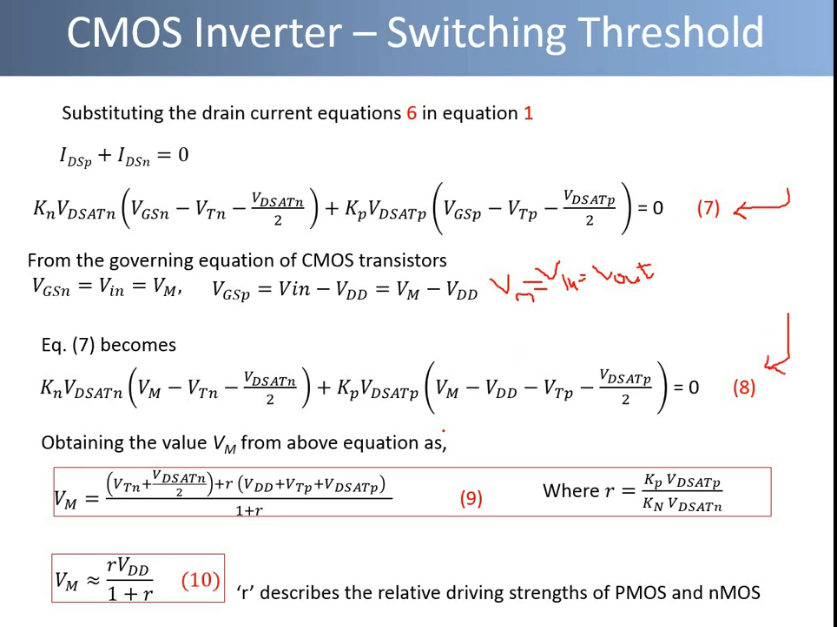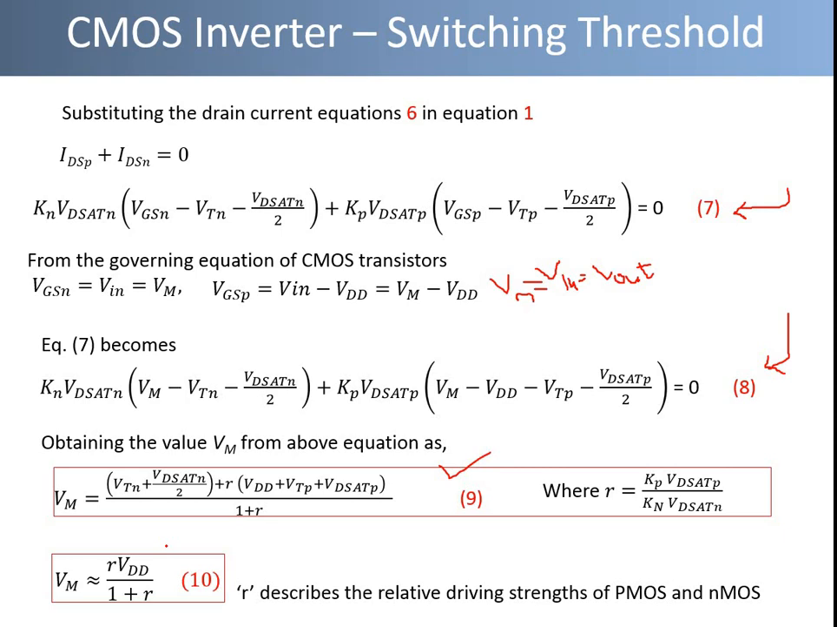Now rearranging the terms from this equation and extracting the value of Vm, we obtain an equation of Vm which is the equation number 9, and it contains a parameter R, where R is equal to gain factor of PMOS multiplied by drain to source saturation voltage, divided by gain factor of NMOS multiplied by its drain to source saturation voltage.